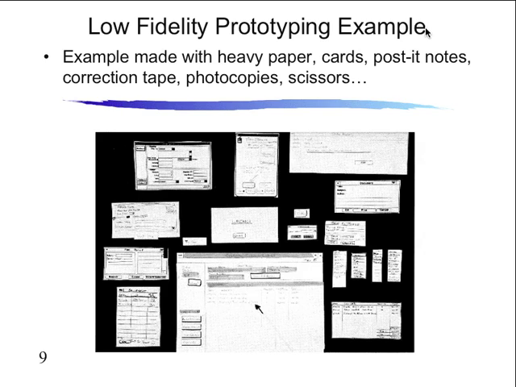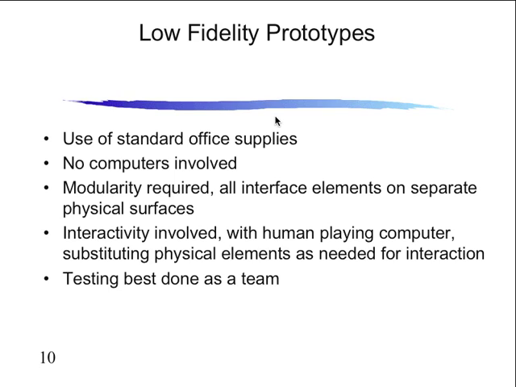So what is a low fidelity prototype? Well, it's usually paper and pencil, bar napkins, post-it notes, glue, photocopies, some common tools: scissors, tape, glue. Not too fancy. They're very, very low fidelity by nature. So use standard office supplies, no computer involved. And yes, you can have a prototype without a computer. They do exist. Modularity is required.